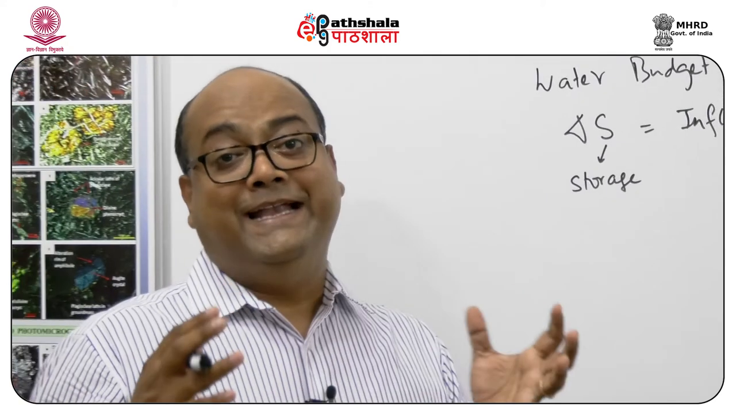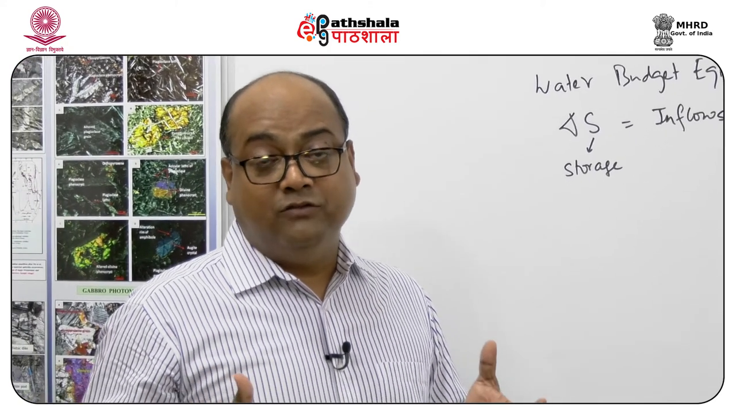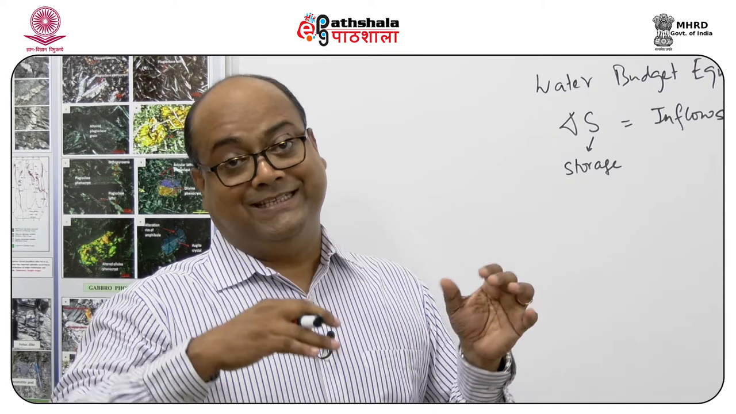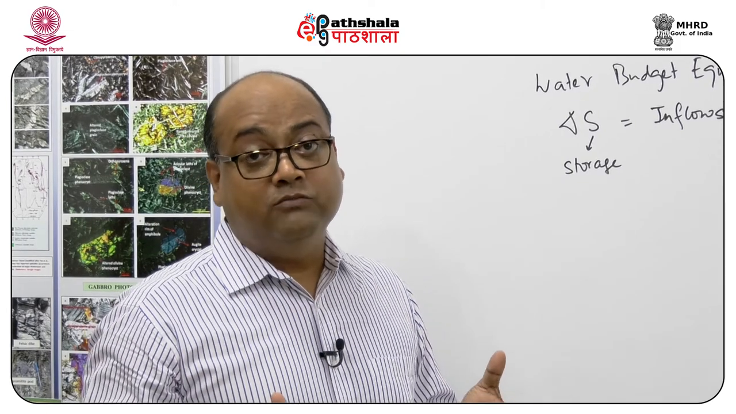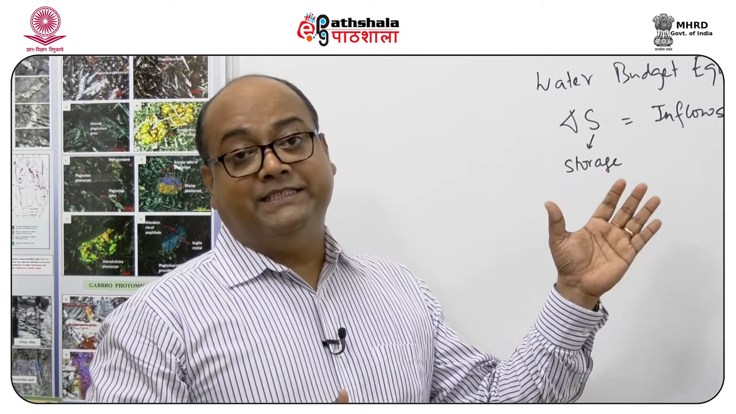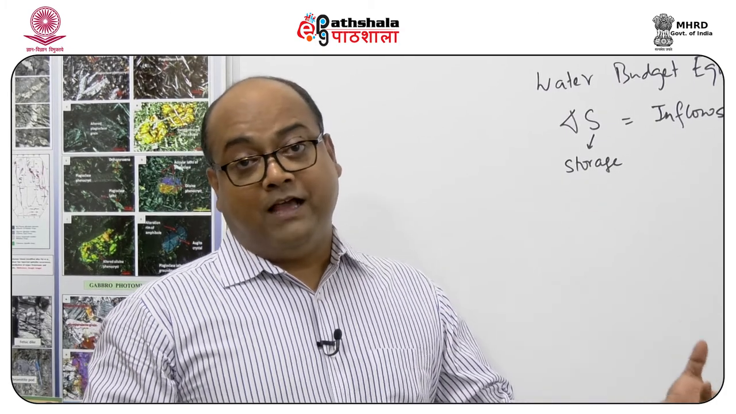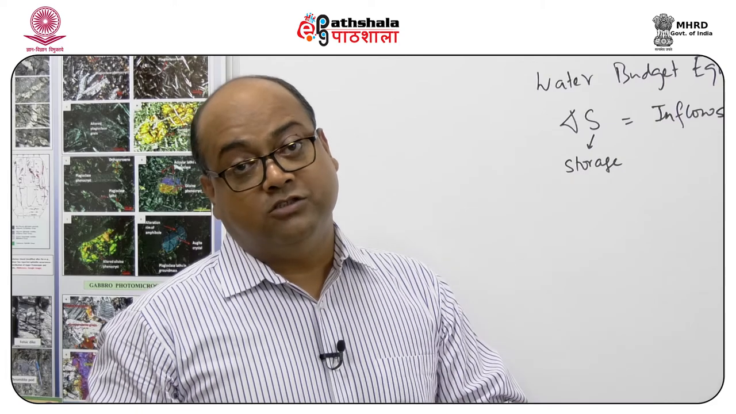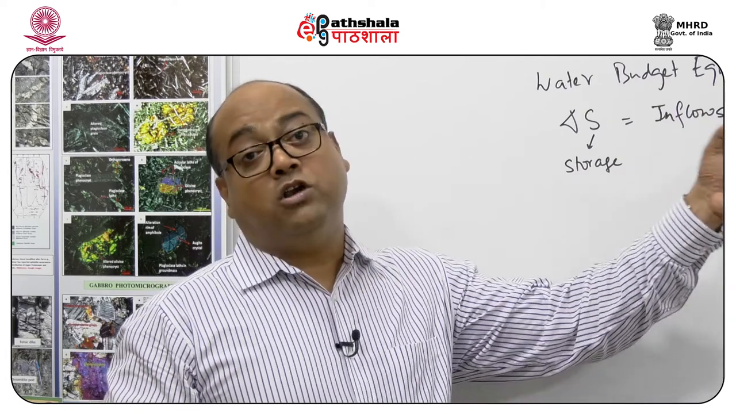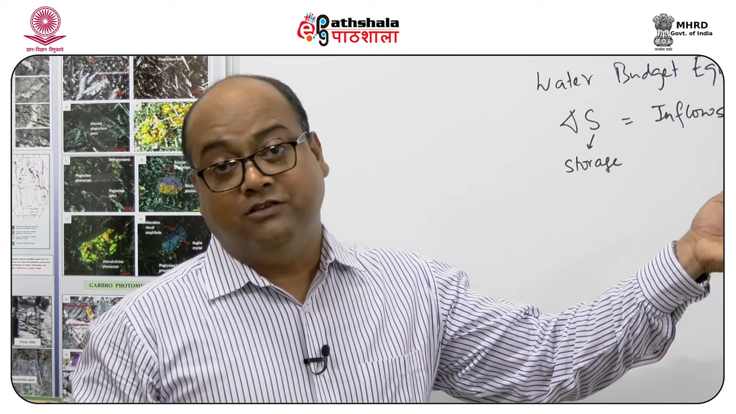We can consider the entire land surface as a control volume. We can consider a river basin as the control volume. And on the right-hand side, it says the inflows and outflows of water. That means what are the fluxes of water that are coming into the control volume and what are the fluxes of water that are going out of the control volume.